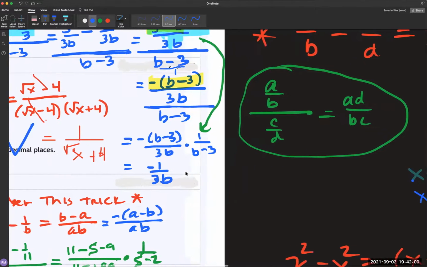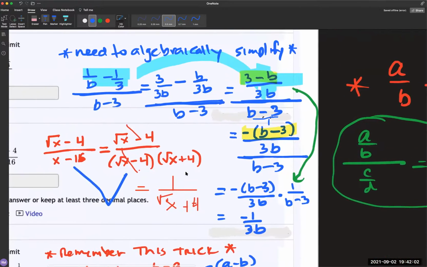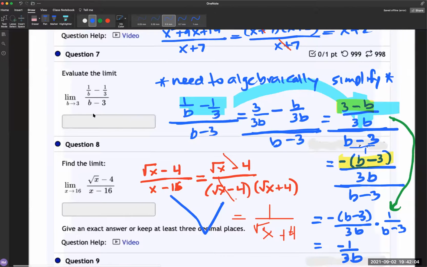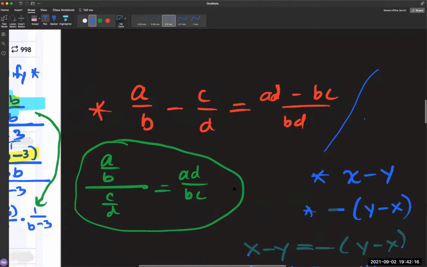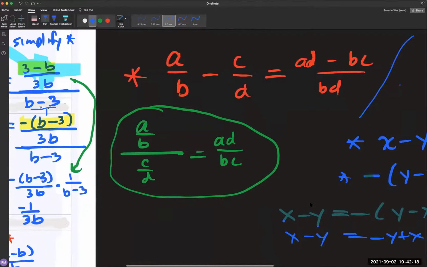With all of that work, I am now able to evaluate the limit, because right now in its current form, I cannot evaluate the limit. When I plug in 3, I get indeterminate form again. So keep that in mind. All of that algebra in that one problem, this opposite move, okay?